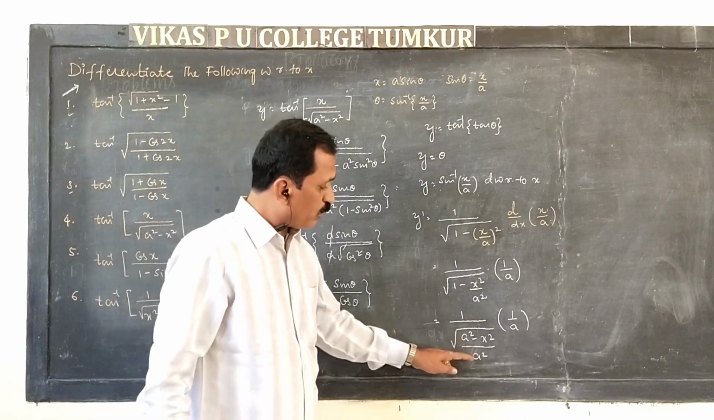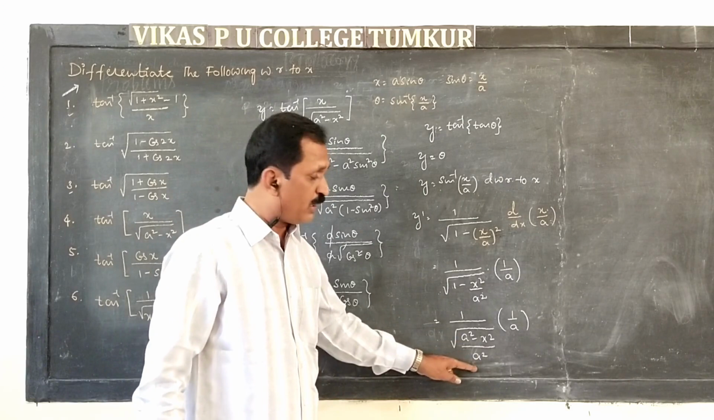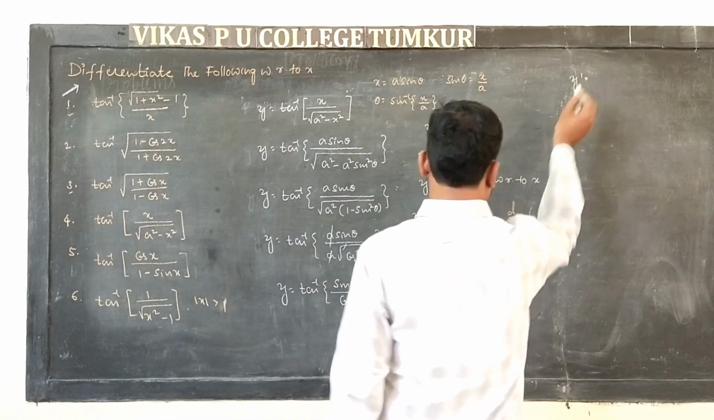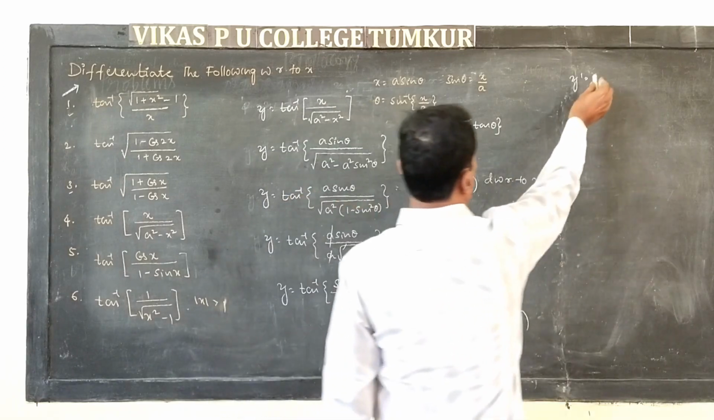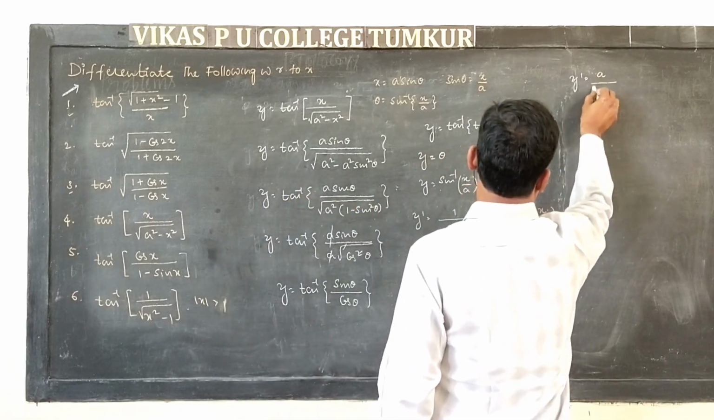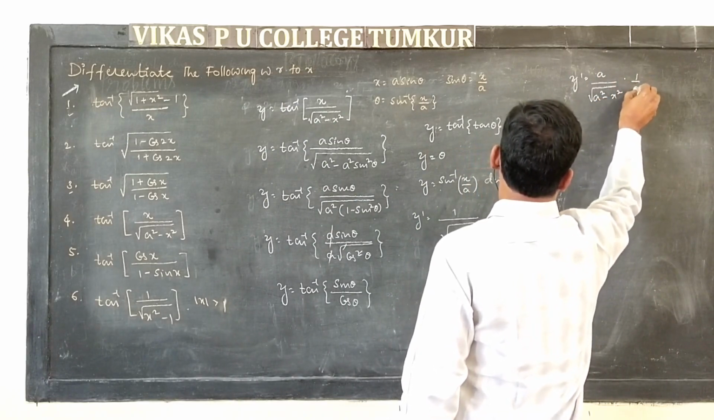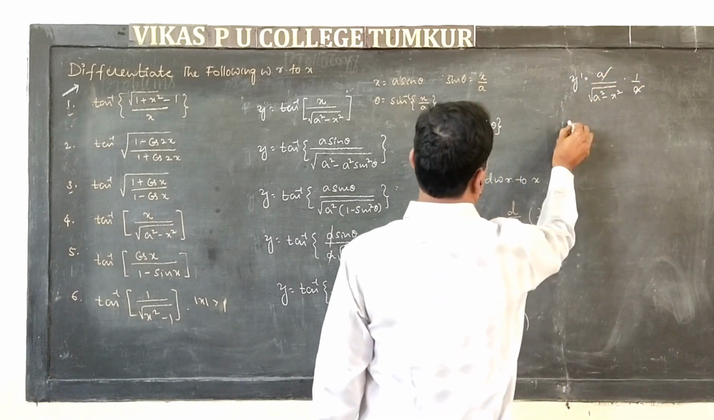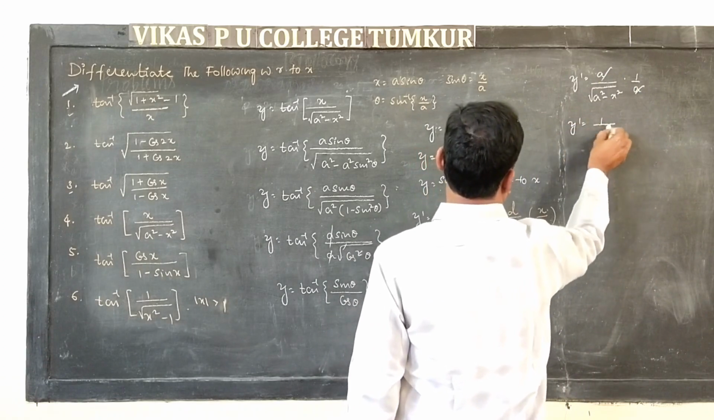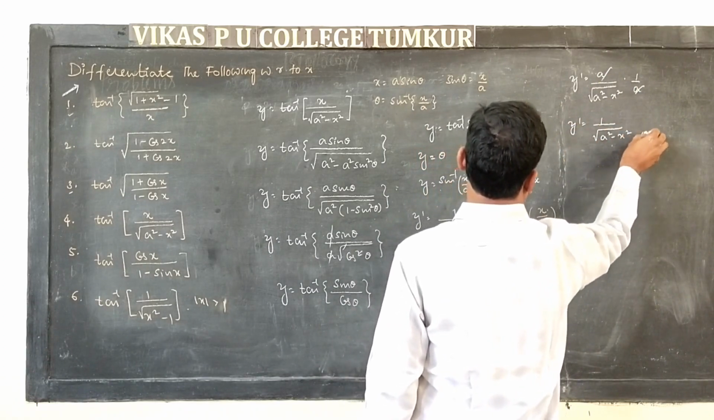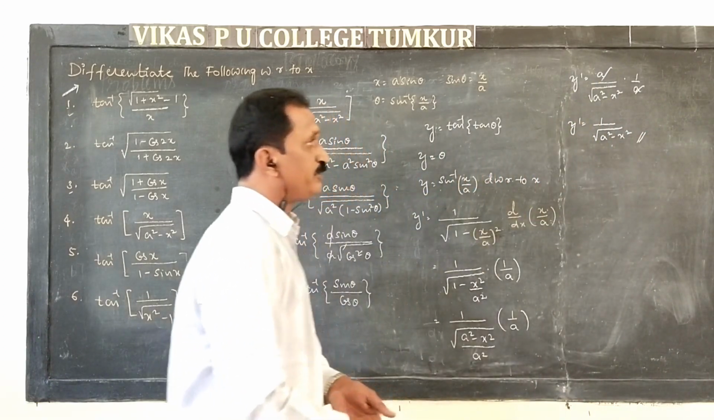Simplify. Root of a square is a. Shift the numerator: your dy by dx is equal to a divided by root of a square minus x square, into 1 by a. So now your y dash is equal to 1 divided by root of a square minus x square. That's all. Simple, right?